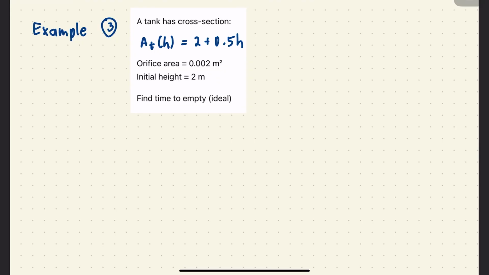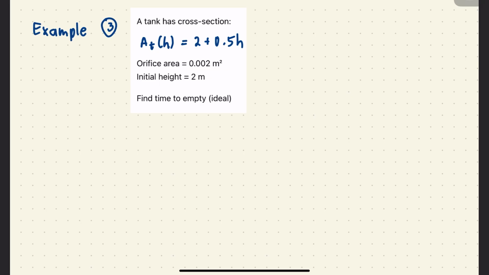Our next example is we have a tank which has a cross section of A sub t as a function of height equal to 2 plus 0.5 times the height. Your orifice area is given as 0.002 square meter and an initial height of 2 meters. You're asked to find the time to empty the tank using the ideal model.